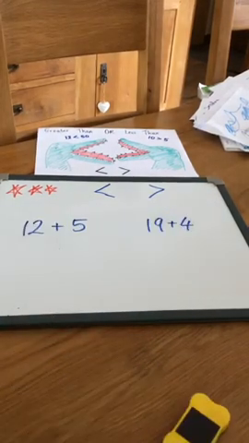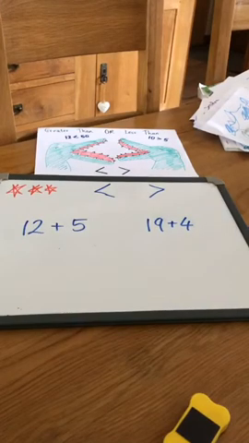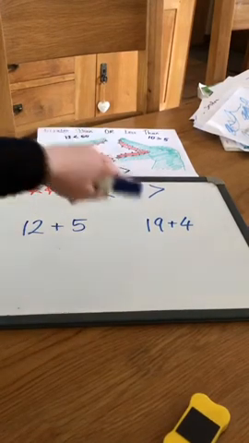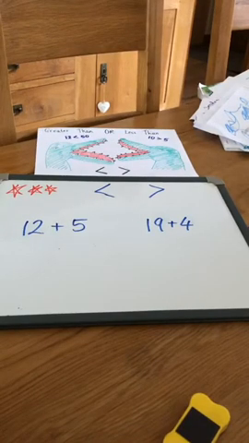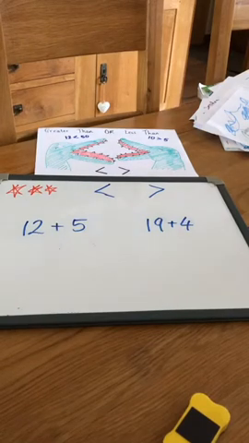Now make sure that you... So now we have two sums. We've got 12 add 5 and we've got 19 add 4. And we need to see if they are greater than or less than. So which one is bigger and which one is smaller? Which one is greater than? Which one is less than? So just have a minute to think. You might want to pause the video.